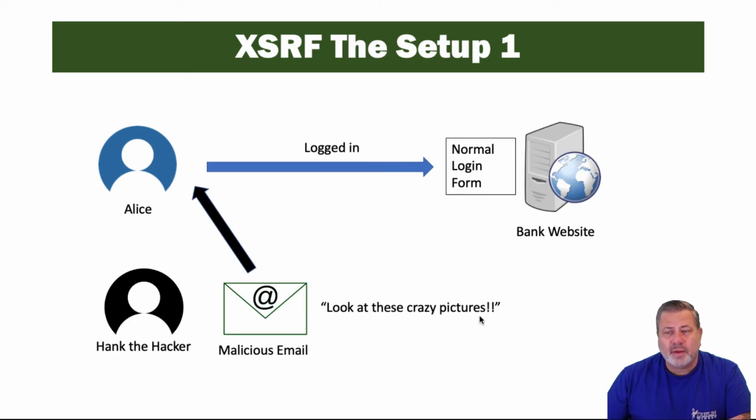So what is going to happen next is our friend Hank the hacker is going to craft a specifically built malicious email. And in this case, we're going to send a message to Alice saying, hey, look at these crazy pictures. And we know that Alice has her sock business online. Maybe they're crazy sock pictures. Whatever we're going to do, we're going to try to get Alice to click this link so it's going to exploit the fact that she's logged into her banking site.